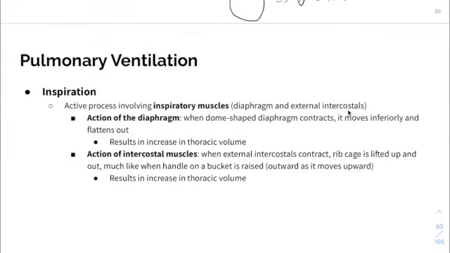So what muscles allow us to breathe? Our diaphragm and our intercostal muscles. Our diaphragm has that nice dome shape. So when you inhale air, it causes that dome to flatten out. And then when you exhale, that diaphragm makes that dome shape again.